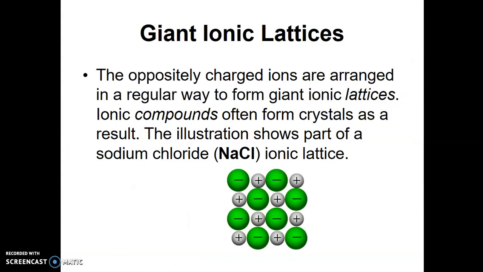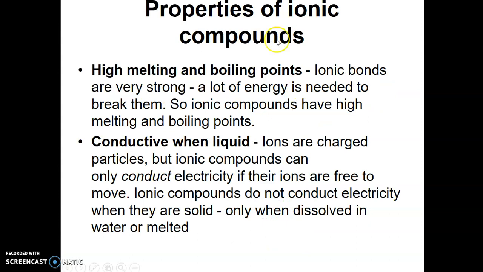Now that gives them certain properties, because they are arranged in a regular way. The ionic bonding gives them certain properties. So ionic compounds, as a result of these strong ionic bonds between the ions, they have very high melting and boiling points. Because ionic bonds are very strong, because these attractions between the positives and the negatives are very strong, that gives them very high melting and boiling points, because it takes a lot of energy to break these ionic bonds and split the ions up into liquids and gases.